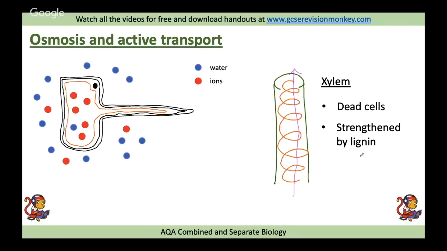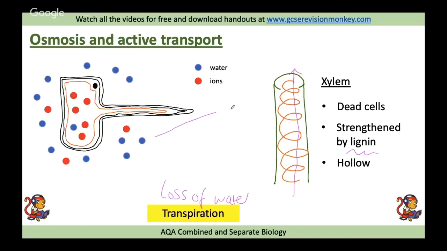The xylem itself is dead. It's strengthened by lignin, because if you just had dead cells, it'd be very brittle. And it's hollow to allow the water and the ions to move up. And the loss of water from a plant is called transpiration. So if you have a leaf, we'll talk about the leaf later, you've got holes on the bottom, and unfortunately, water can be lost.